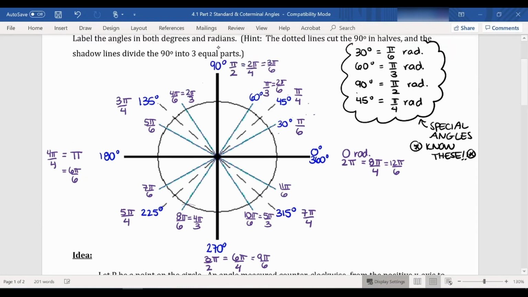Now we can also go and add in the degree measures for all these. We get 30, 60, 90. The next one would be 120, 150, 180, 210, 240, 270, 300, 330, 360. So hopefully this will help you as you start to try labeling where different angles will go.